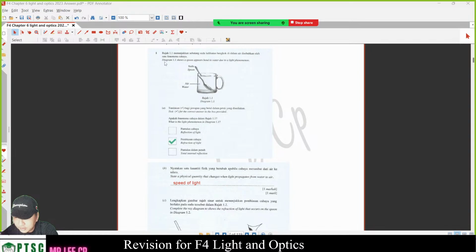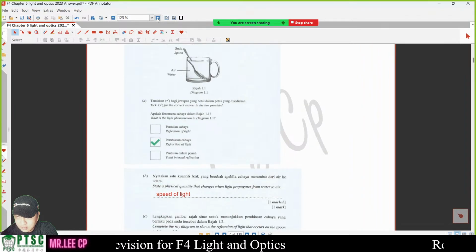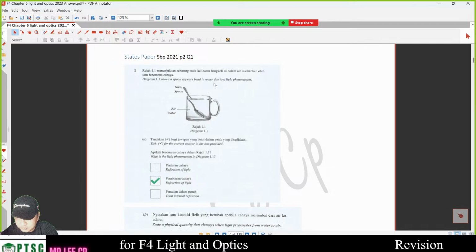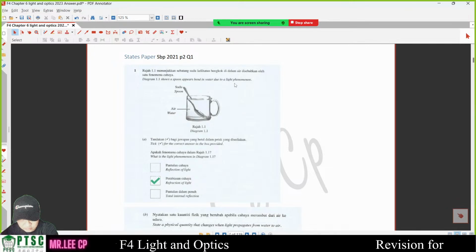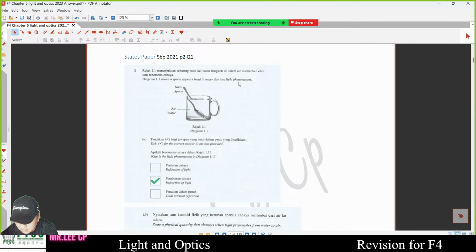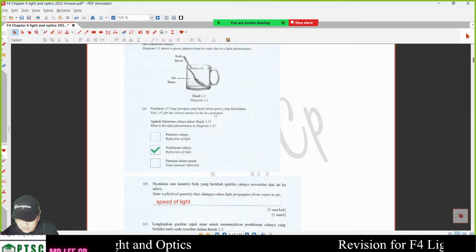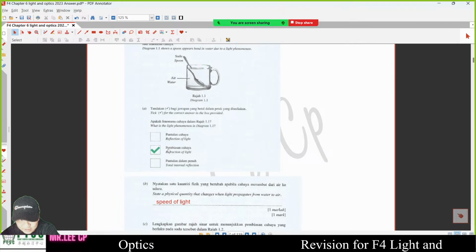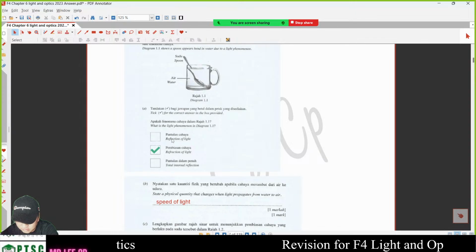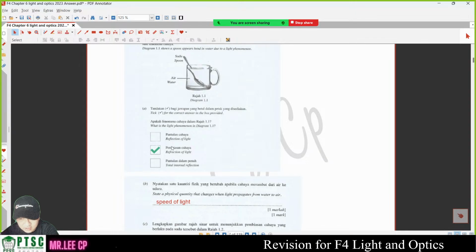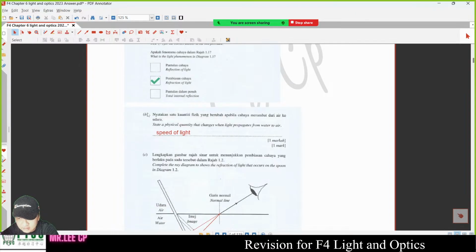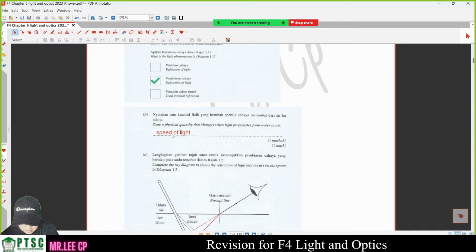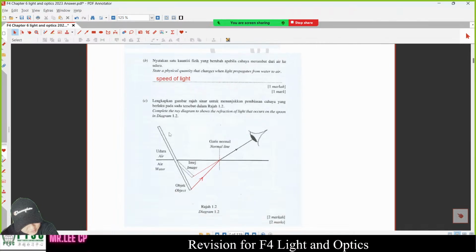Okay. Now, diagram 1 shows a spoon appearing bent in water due to the reflection of light. Light phenomena. So take the correct answer here. So this is the reflection of light. Not reflection, it is refraction, pembiasan. Okay. So state the physical quantity that changes. One of it is the speed of the light.